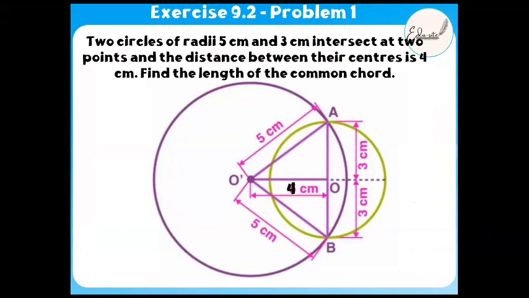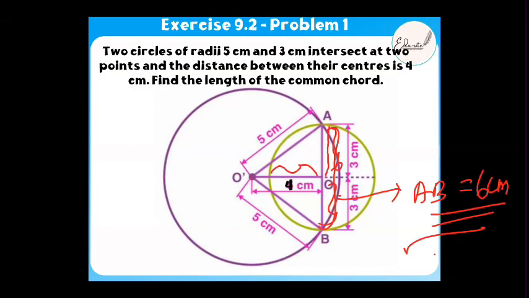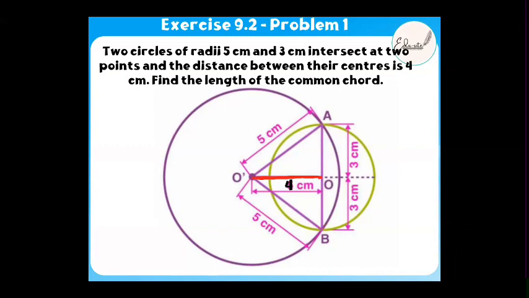You just have to construct a circle of 5 centimeter radius. There should be a 4 centimeter distance between the centers of the circles. Another circle should be drawn. It's given here, 4 centimeter. There should be a distance of 4 centimeter from another. You have to keep point O here and draw another circle with a radius of 3 centimeter. That's all. Then you draw the chord, and you see how much length this chord is.